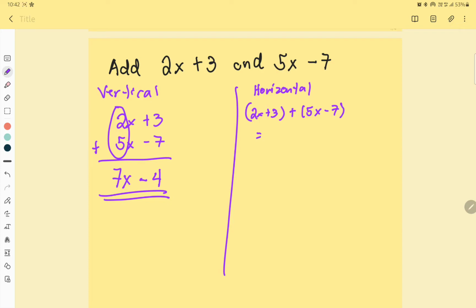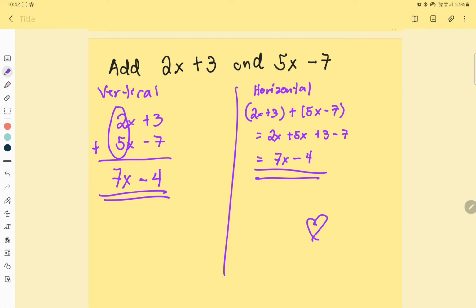So you are now combining like terms, so you have to analyze the items. You have 2x plus 5x, and then you add plus 3 minus 7. So you have 7x minus 4. So you have the same answer for this problem. Whichever method you use is going to work, whether vertical or horizontal, it doesn't matter.